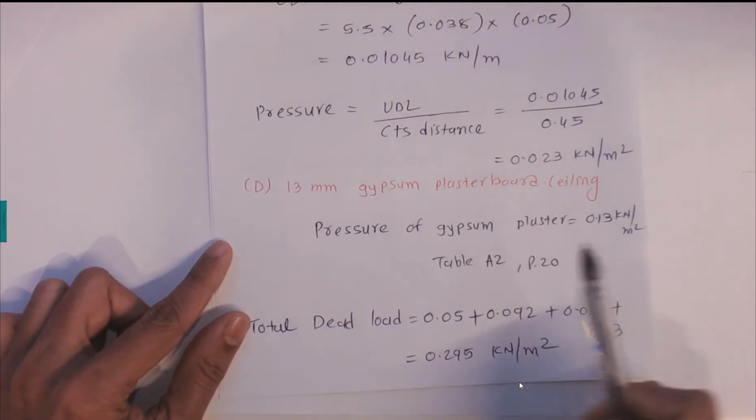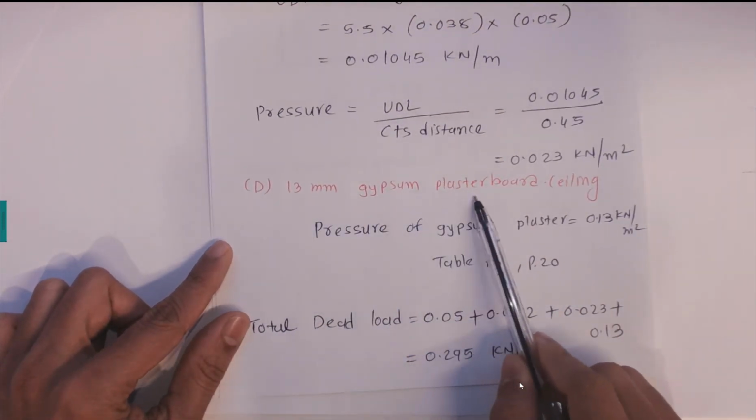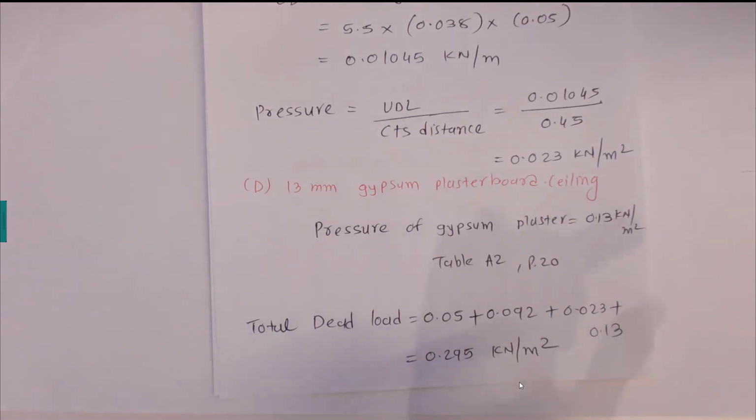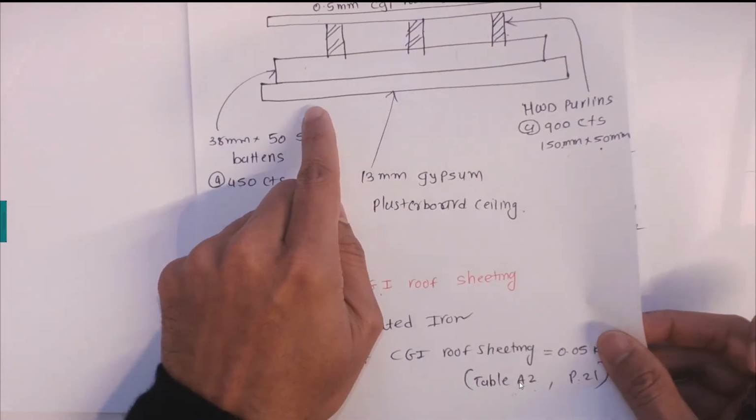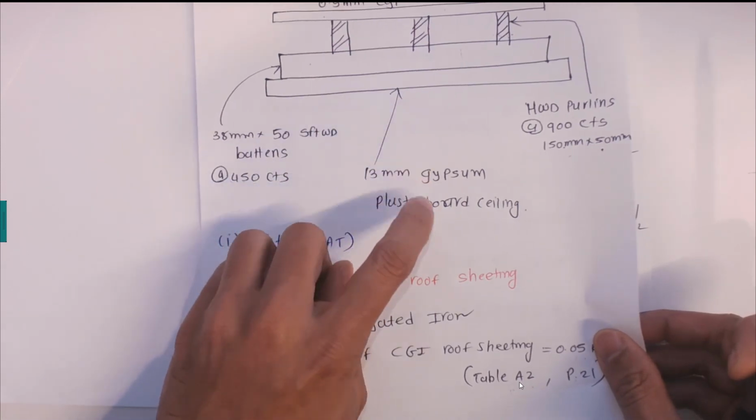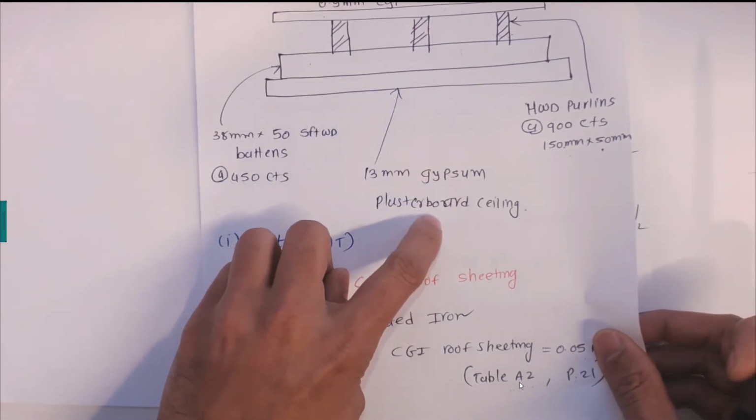Now the last one is the 30 millimeter gypsum plasterboard ceiling. I can show it here. The last layer here, that is 30 millimeters gypsum plasterboard ceiling.